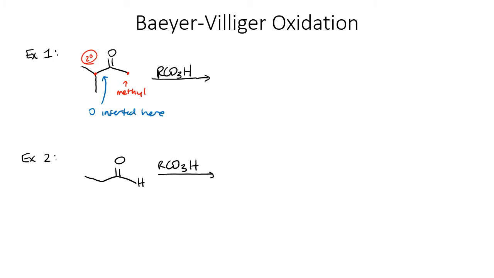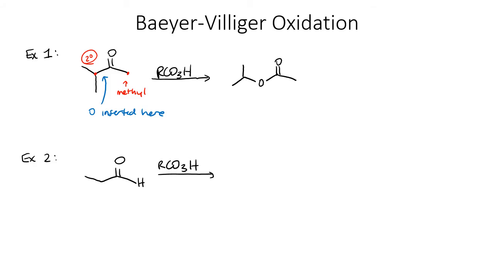Okay, so we'll go ahead and draw our product. Now the methyl group is going to stay put. We're now going to have an oxygen, and then we have our three carbons attached to that oxygen. So you always want to make sure to count your carbons and make sure you don't lose a carbon in the process of this reaction. Let's go ahead and try our second example.